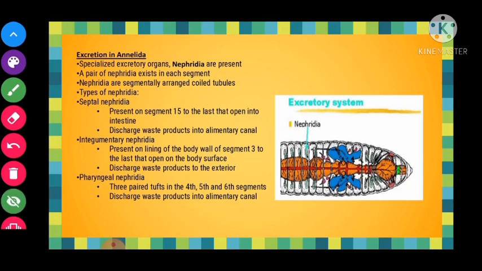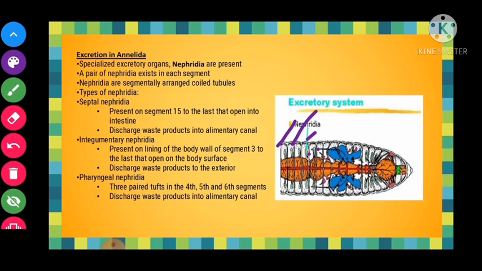Now the next one is excretion in annelids. Children, in annelida the specialized excretory organ is known as nephridia. A pair of nephridia exists in each segment, as shown in this picture. Nephridia are segmentally arranged coiled tubules. They are arranged in each segment, and they are tubular in structure.